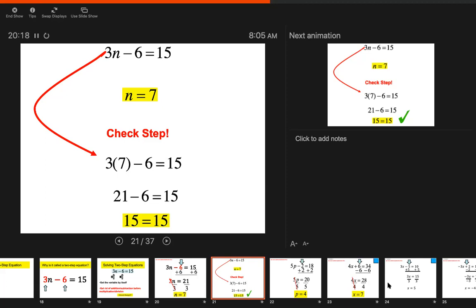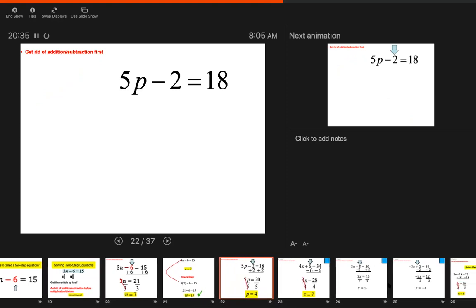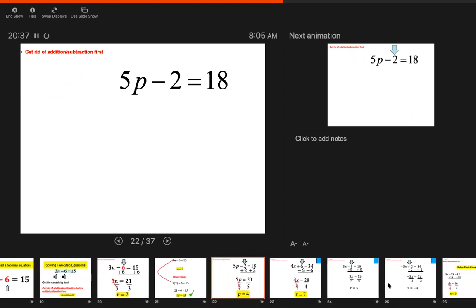Now, my recommendation for a check step is don't do a check step till you're done with the test, right? Finish the test first, and then the ones that you were a little bit unsure of, do a check step if you got time. Maybe it can save you from making some silly mistakes. All right, here we go. One more time.